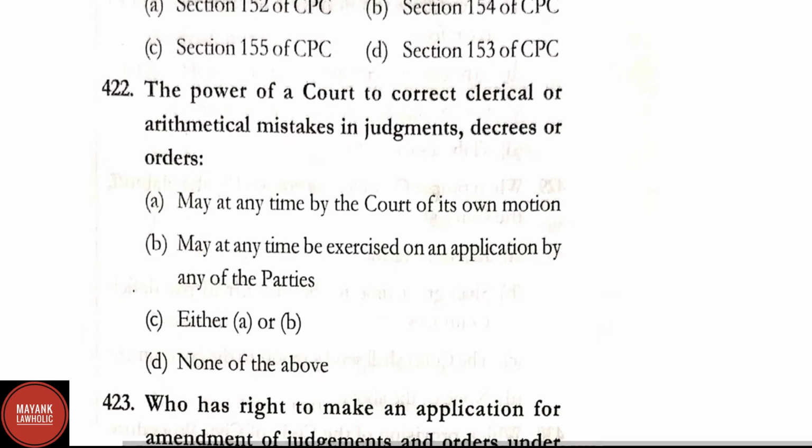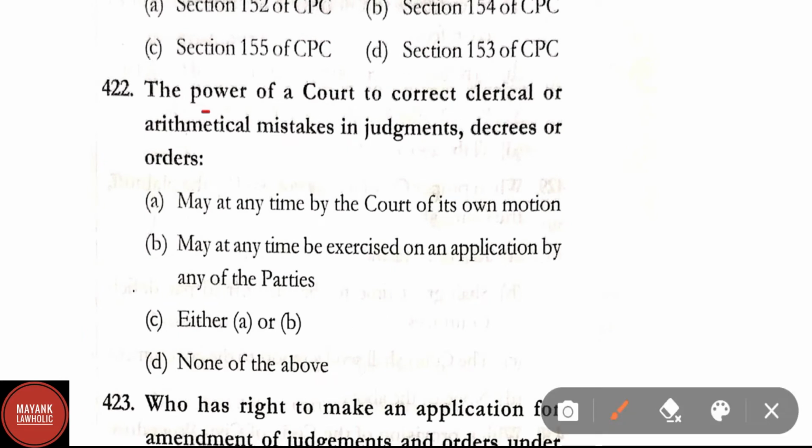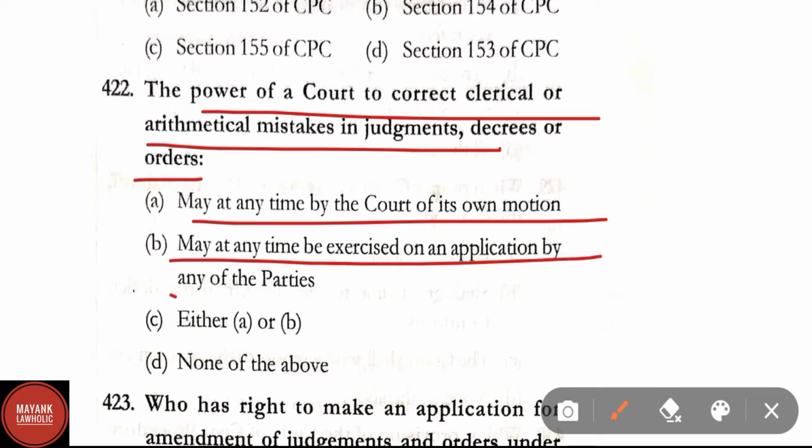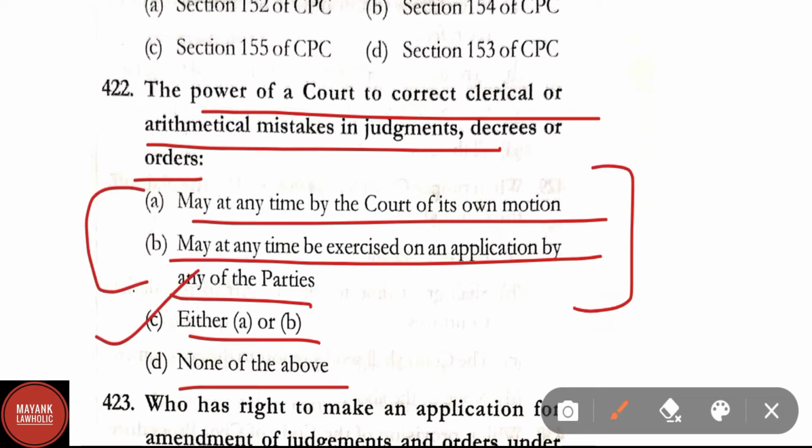Question number 422. The power of a court to correct clerical or arithmetical mistakes in judgments, decrees, or orders may at any time be exercised by the court of its own motion, may at any time be exercised on an application by any of the parties, either A or B, and none of the above. Here correct answer is option C, that is either A or B.